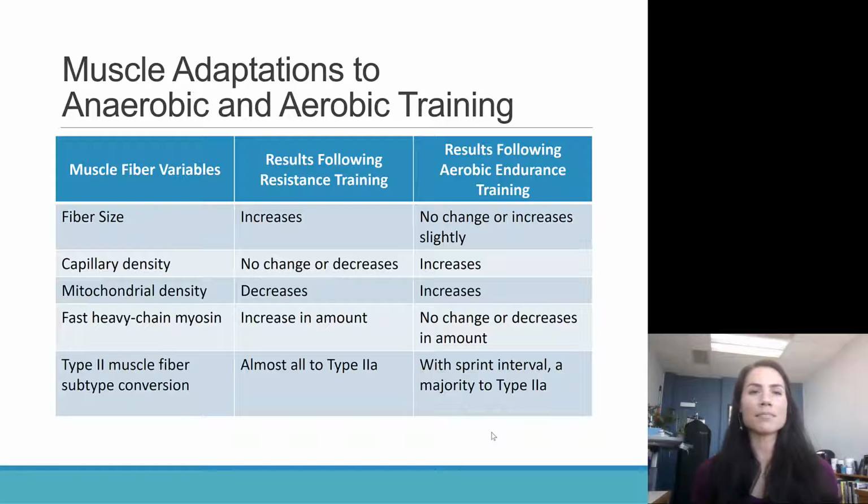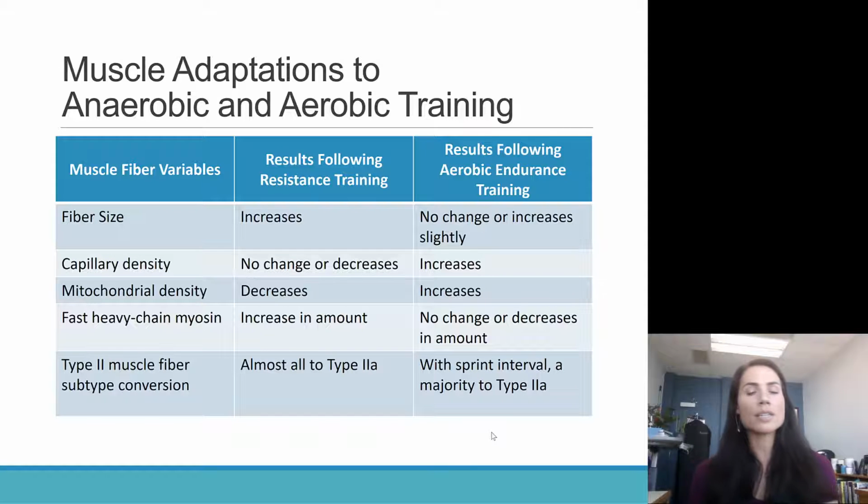Okay, so now let's look at some muscle adaptations that happen with anaerobic and aerobic training. When we think about anaerobic training, we're closer to thinking about resistance training, although truthfully, oftentimes resistance training doesn't have to be anaerobic. What you see in this table are the different muscle fiber variables going down. That includes fiber size, fast heavy chain myosin, and type 2 muscle fiber subtype conversion, so converting from type 2A to type 2B, right? And how that changes based on whether you're doing resistance training or aerobic-based endurance training.